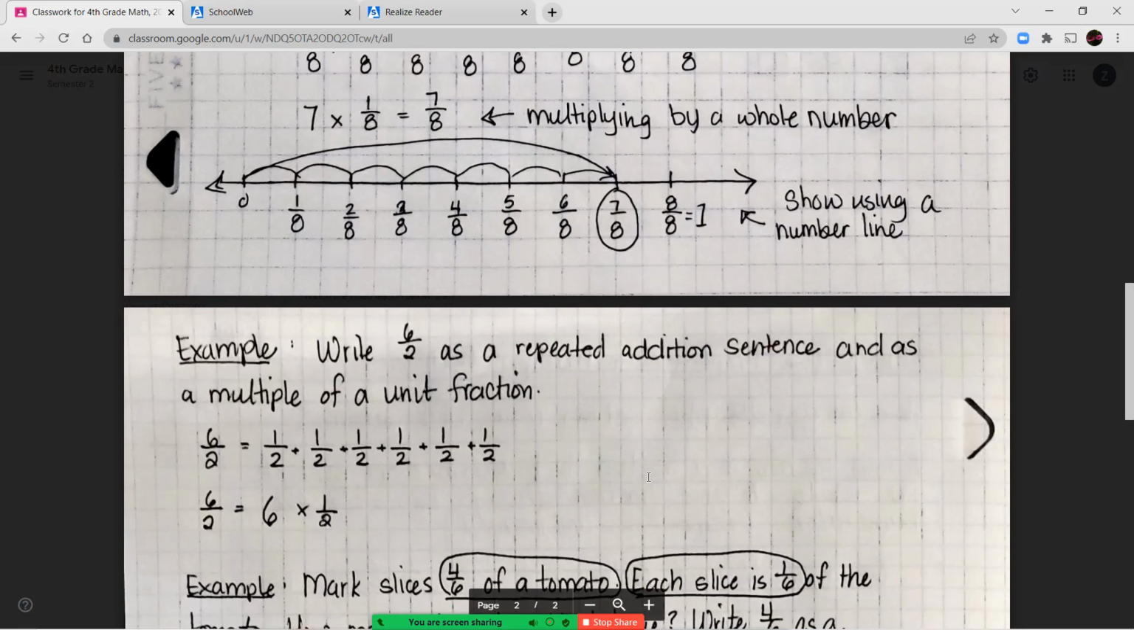Let's try another example together. Write 6/2 as a repeated addition sentence and as a multiple of a unit fraction. So remember, multiple means you multiply. Unit fraction means 1 over whatever it is.